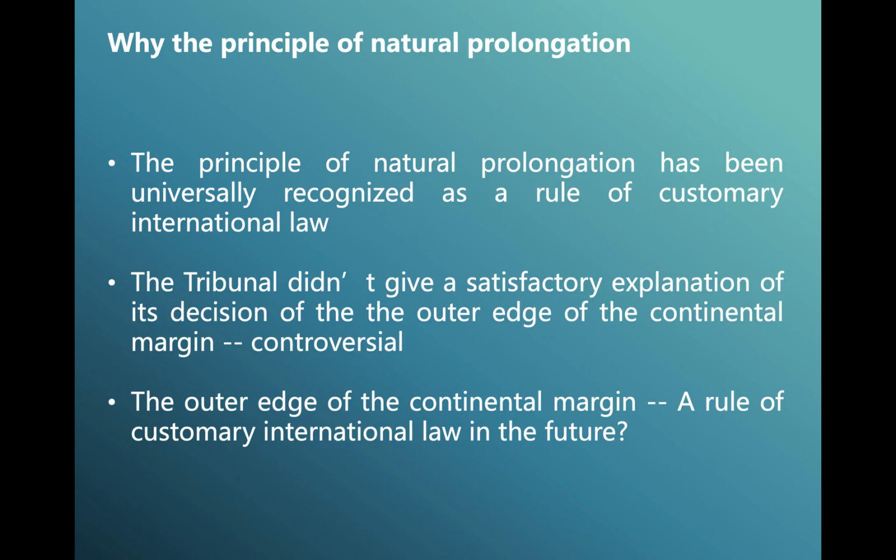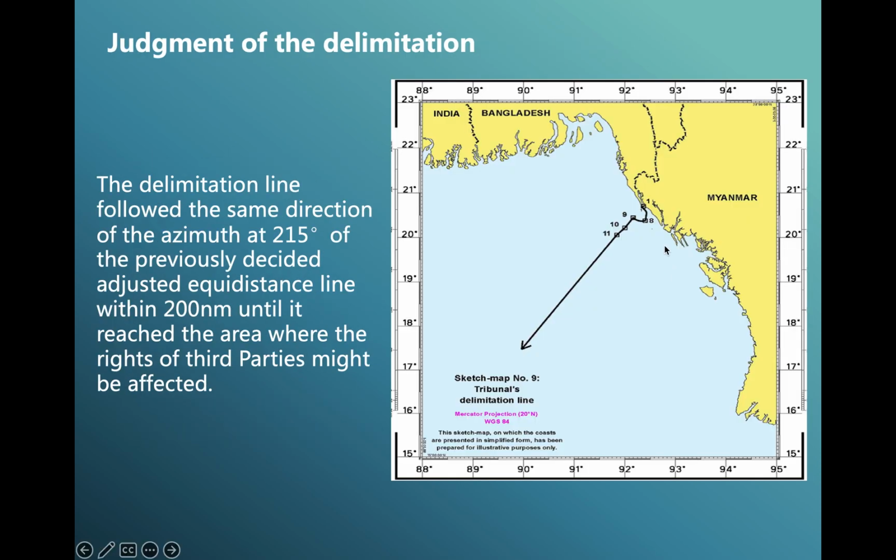Therefore, we consider this view of the tribunal to be controversial, and it is really questionable whether the outer edge of the continental margin is of general application and can be progressively transformed into a rule of customary international law in the future. Also, we found that the academic community has not yet reached a conclusion about that after reading several papers. And here is the judgment of the case. You can see the tribunal's delimitation line in the map.